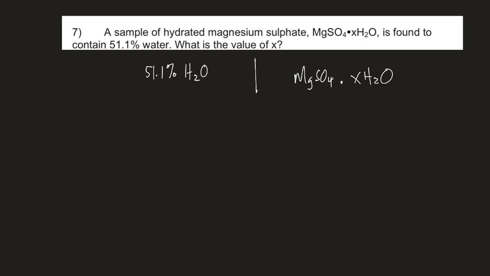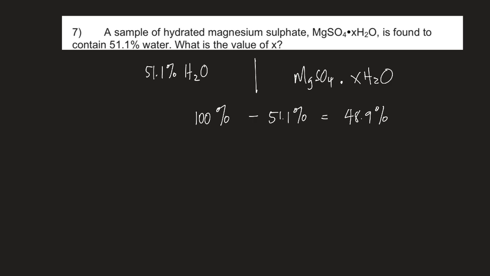xH2O. Okay, once you've got that, the first thing you need to find out is what percentage of this is your salt, right? So all you're going to do is you're going to say 100% minus the 51.1%, and you should get 48.9%.